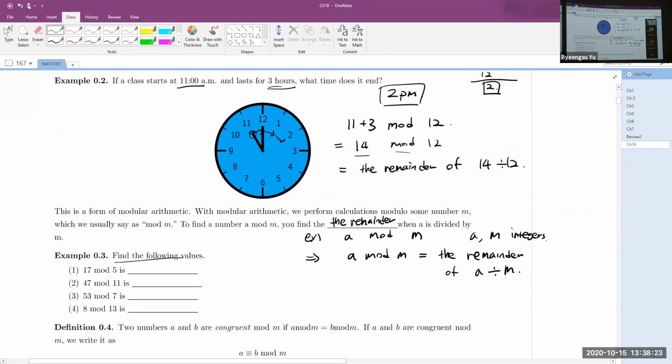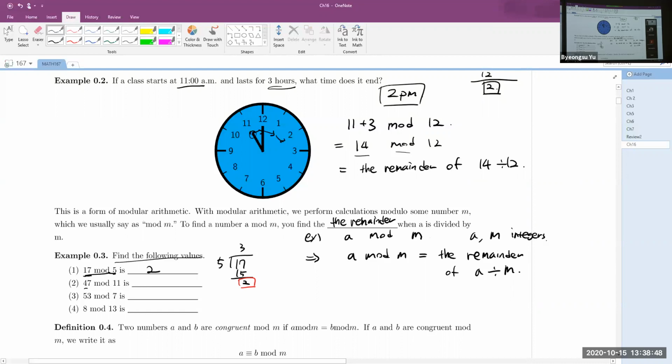Find the following values. 17 mod 5: if you want to find 17 mod 5, you need to divide 17 by 5. You can see that 5 times 3 is 15, so you get 2 as your remainder. So the answer is 2.